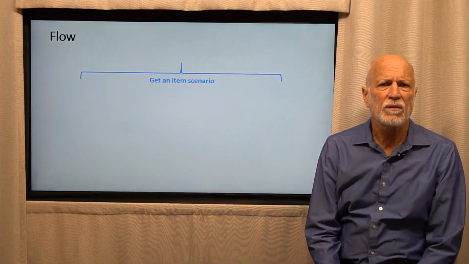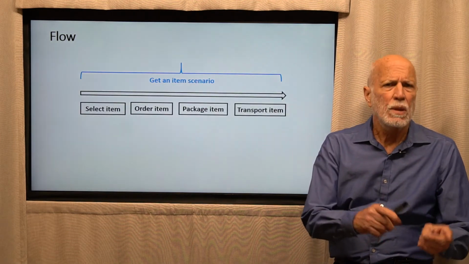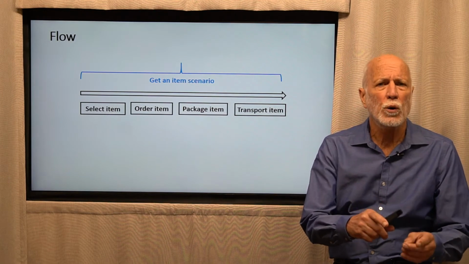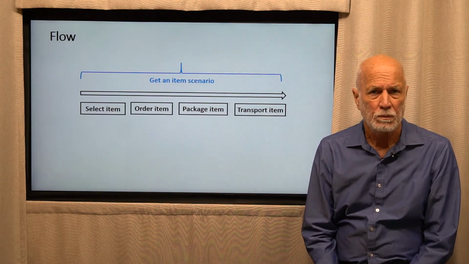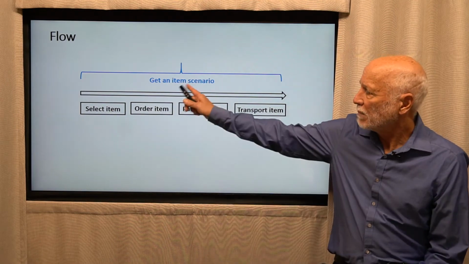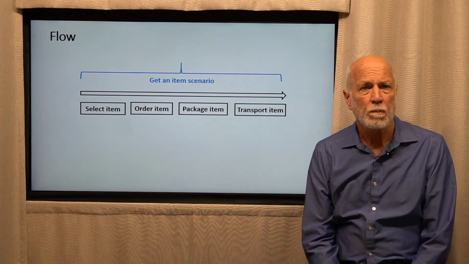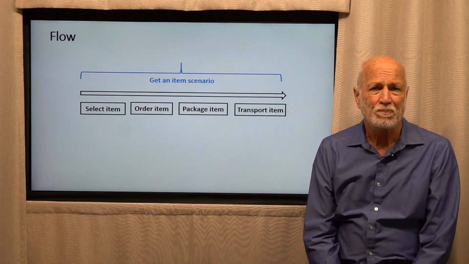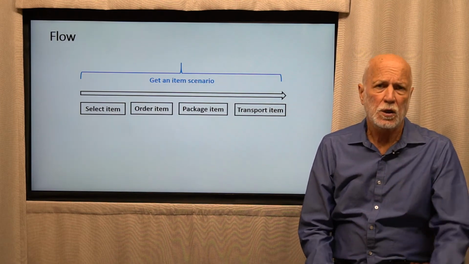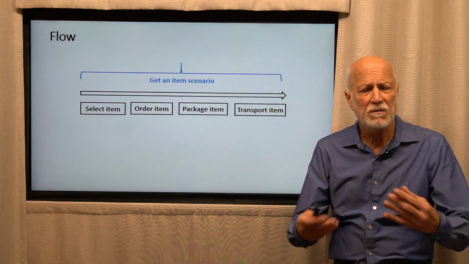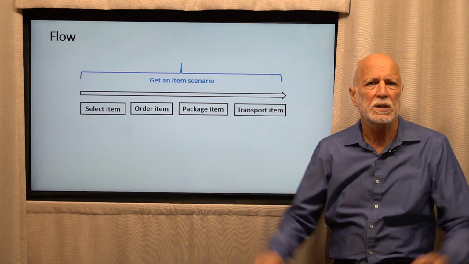So there was our flow for a get an item scenario. It has select item, order item, package item, and transport item. And our get an item scenario encompasses all of those individual steps. Now this is a flow. It could be a workflow, it could be a value stream, it could be a customer journey. Lots of different names for the same idea of something that flows from one step to the next.